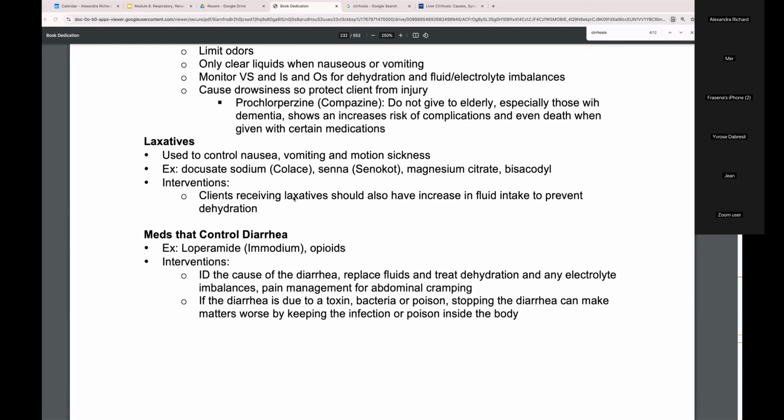Also, anytime we're giving patients laxatives or anything, we also want to make sure their electrolytes are in balance. So making sure fluid and electrolytes are balanced, that they have enough fluid coming in, monitor their output, and monitor their basic electrolytes like potassium and magnesium.